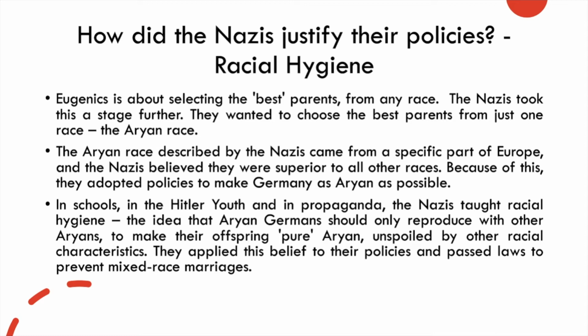In schools, in the Hitler Youth, and in propaganda, the Nazis taught racial hygiene, the idea that Aryan Germans should only reproduce with other Aryans to make their offspring pure Aryan, unspoiled by any other racial characteristics. They applied this belief to their policies and even passed laws to prevent mixed-race marriages.